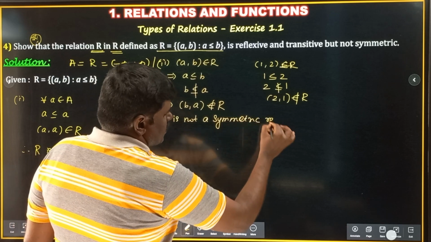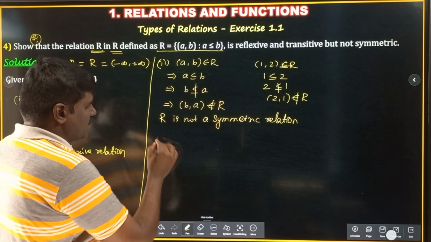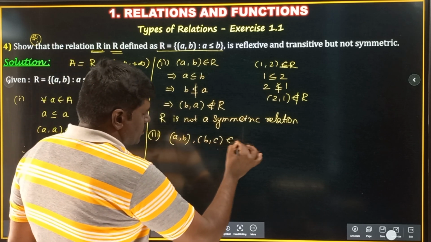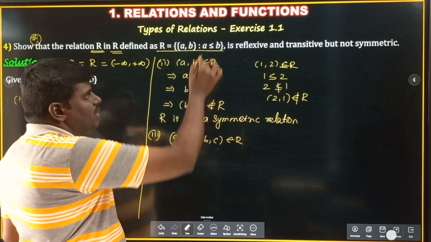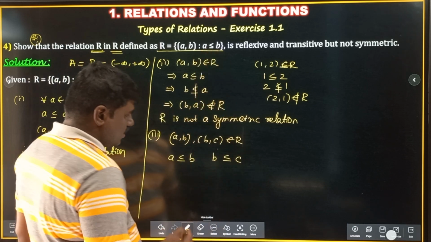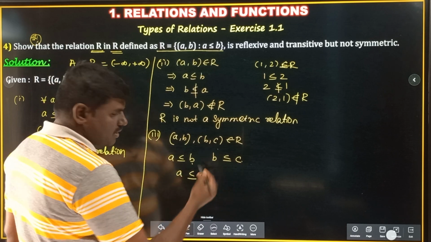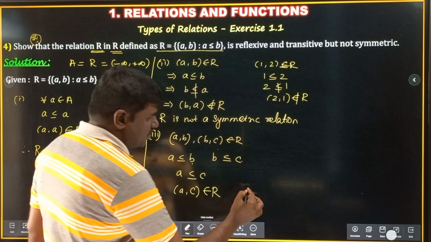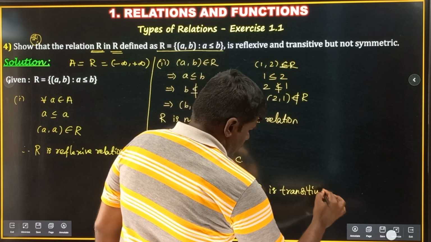Not symmetric, understood, children? Right. Now the third one, let's check transitive. As per the transitive condition, take (a, b) and (b, c) belong to R. If (a, b) belongs to R, the condition is a ≤ b. And (b, c) belongs to R means b ≤ c. So b is bigger than a and c is bigger than b. Automatically a ≤ c, so (a, c) belongs to R. Is that clear? Therefore, the conclusion: R is a transitive relation.